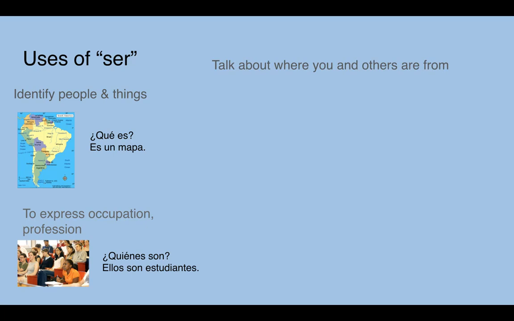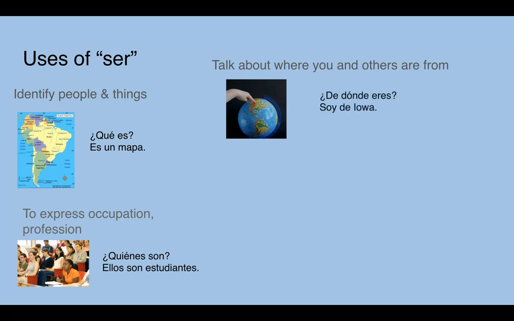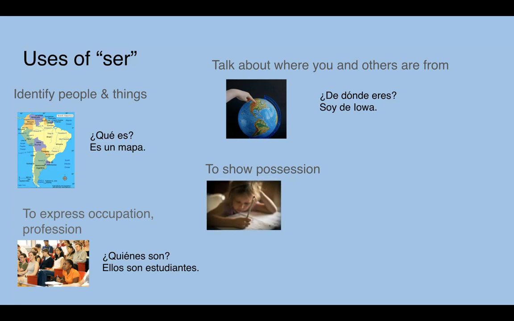The verb ser is also used when you talk about where you and others are from. ¿De dónde eres? Soy de Iowa. Where are you from? I'm from Iowa. And the verb ser is also used to show possession. ¿De quién es? Whose is it? Es el lápiz de la chica. It's the girl's pencil. It's the pencil of the girl. There's no such thing as an apostrophe S in Spanish.